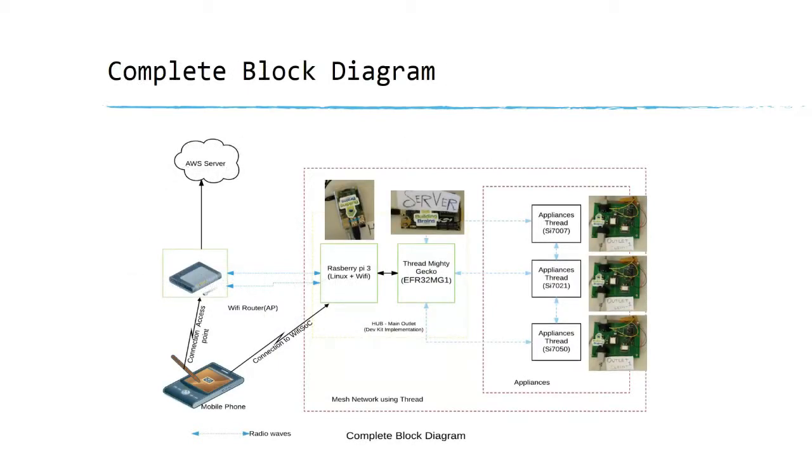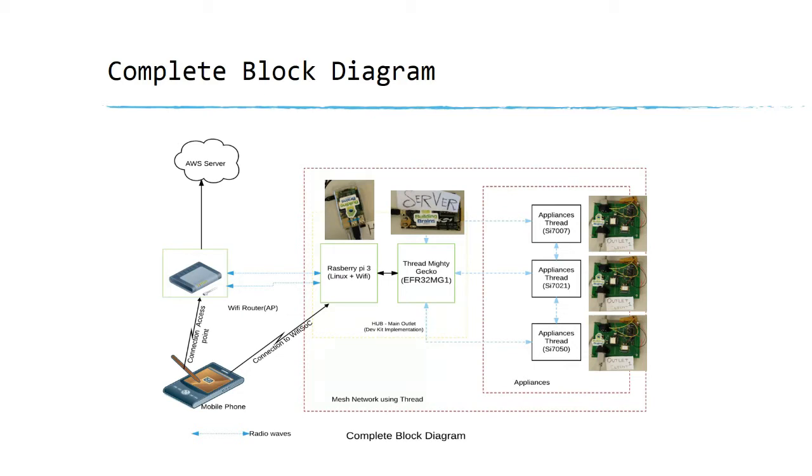This is the complete block diagram of our project, and the system has 2 entities. One is on the cloud side. On the cloud side, all these services are done in Amazon Web Services, and we have a Wi-Fi router, and then we have the mobile phone controller. That's on the cloud side, and we have another entity that's in the house. In the house we have 3 different things. One is the central hub.